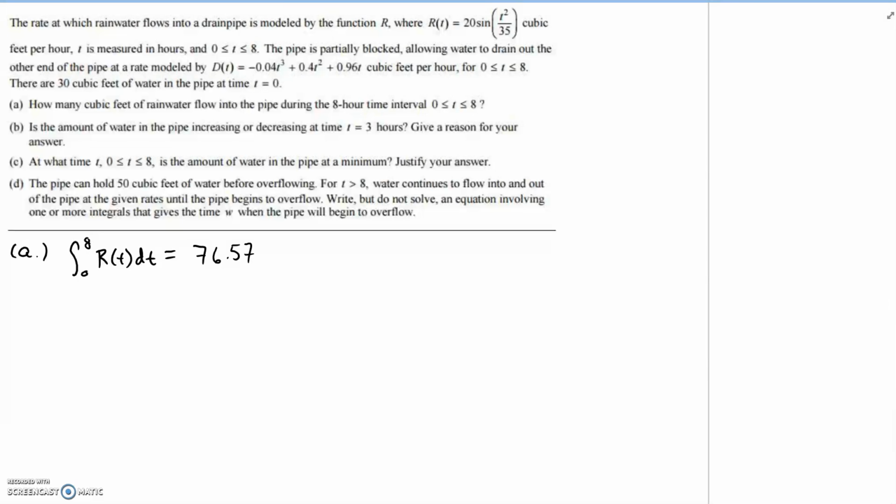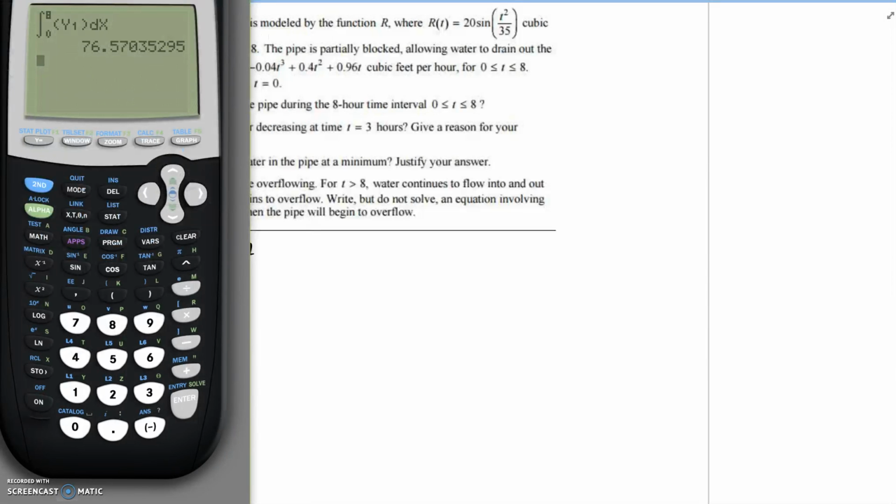And then moving on to part B. Is the amount of water in the pipe increasing or decreasing at time t equals 3? Give a reason for your answer. So in order for the amount of water to be increasing, the rate in has to be greater than the rate out. So we can find R of 3, and we can find D of 3, and then we can determine whether the rate in is greater than the rate out.